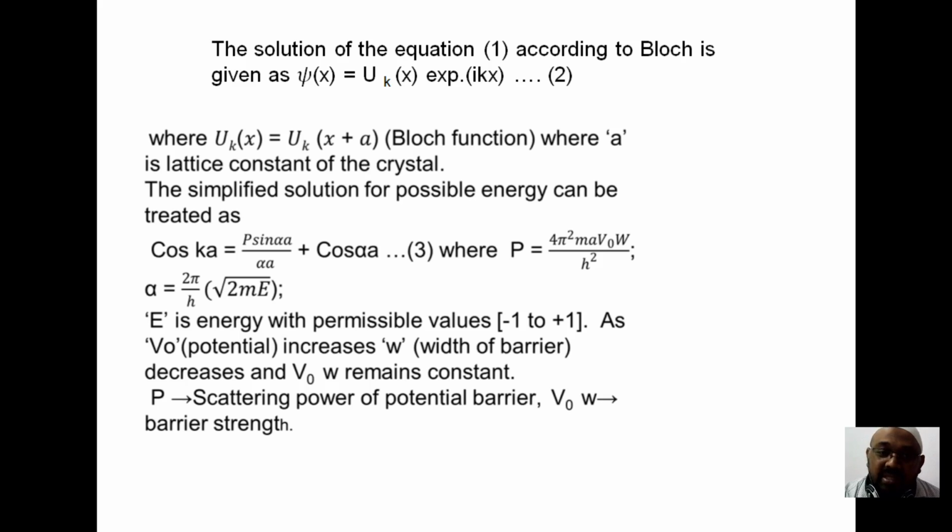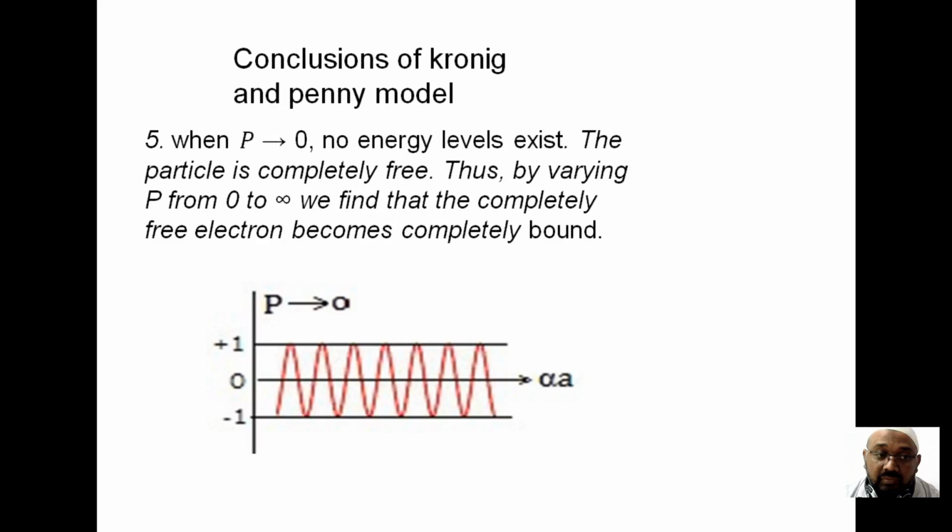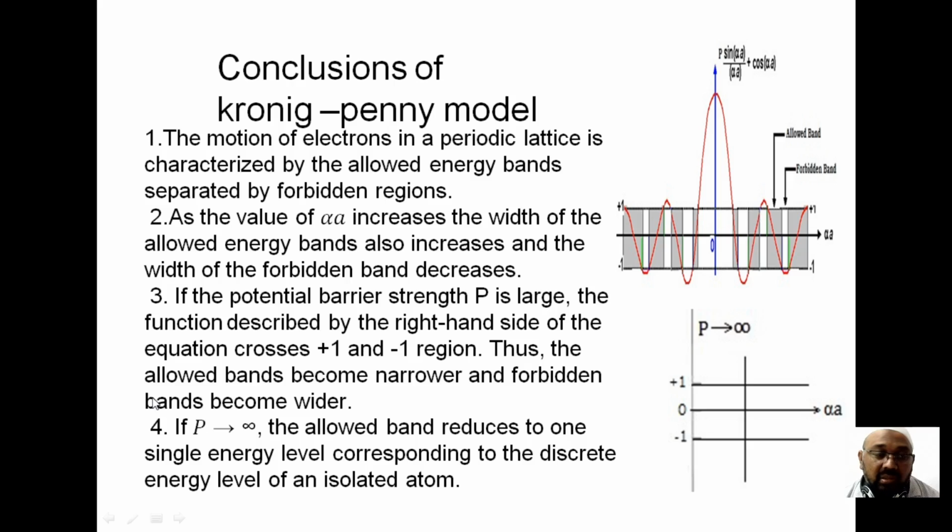So we say that this is the actual value we obtained for this V naught omega, that is called barrier strength. And what are the conclusions which have been made by Kronig and Penny after writing the solution we discussed.